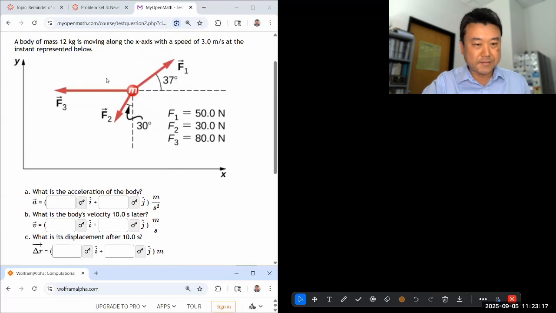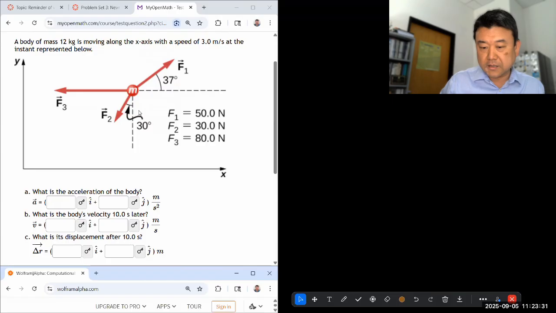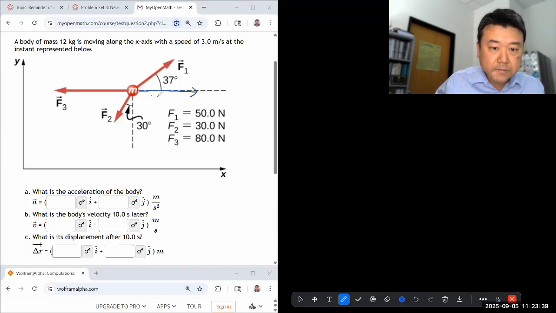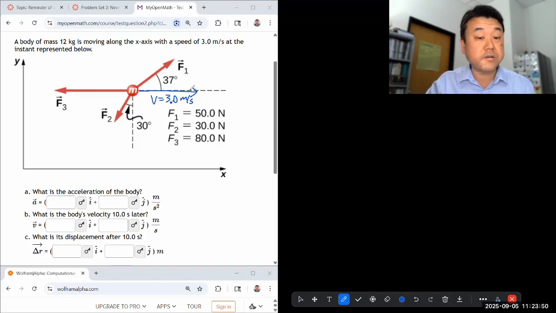So a body of mass, they've given us the mass numerical value, 12 kilograms, moving along the x-axis with a speed of 3 meters per second at the instant represented below. They didn't actually draw an arrow or anything, but let me just draw it so I'm not confused. It's moving with some speed, V equals 3.0 meters per second. They didn't say towards the positive x-axis, but that's my assumption. As I read the rest of the question, if I have to seriously consider whether it was moving in the negative direction or positive direction, then I'll do that. This is my initial assumption.